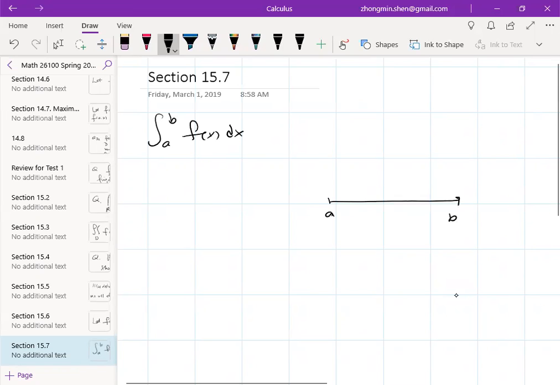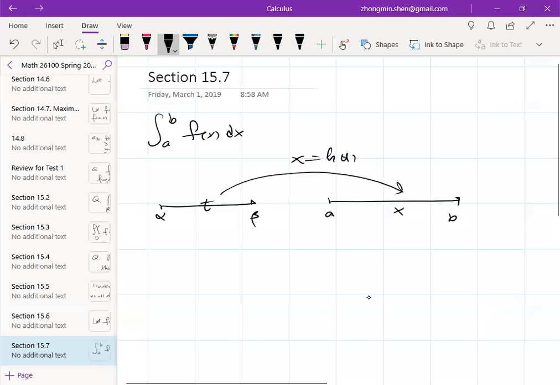The so-called substitution: this is alpha and beta, and this is the t variable. You have a map, x is going to be h of t. It's possible alpha is mapped to A and beta is mapped to B, but it can also be possible to change the orientation, as long as the image of the interval from alpha to beta is the interval from A to B. But it's possible the derivative is negative.